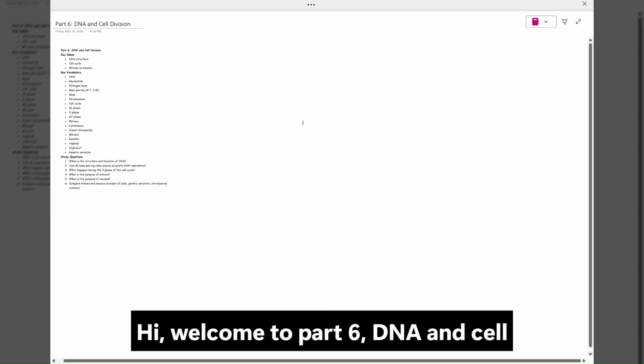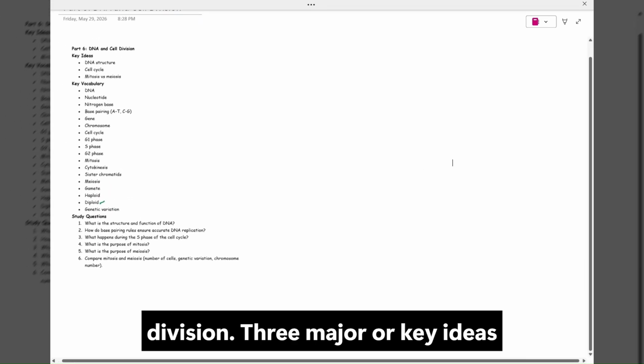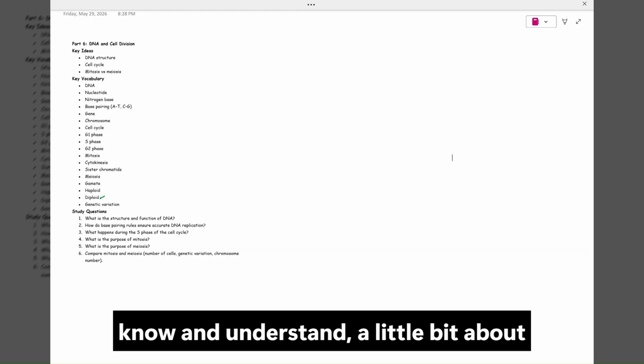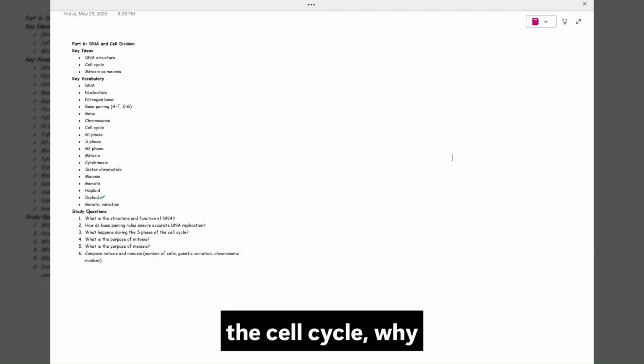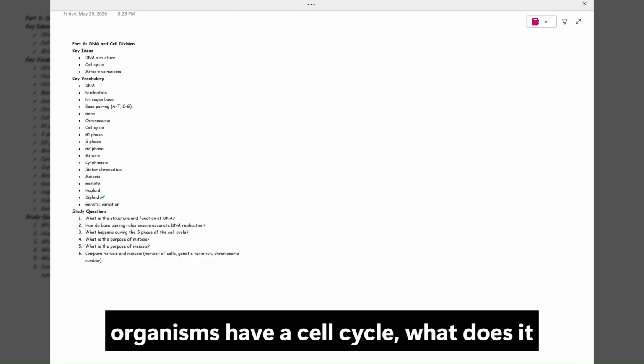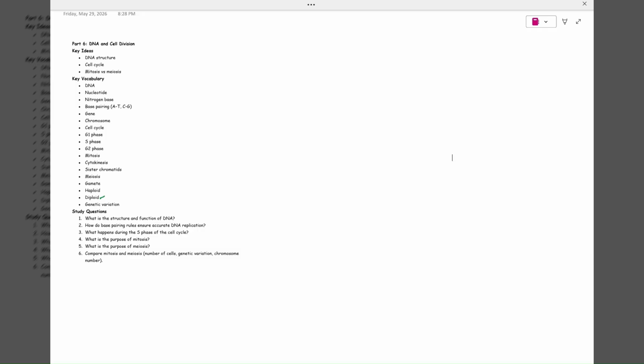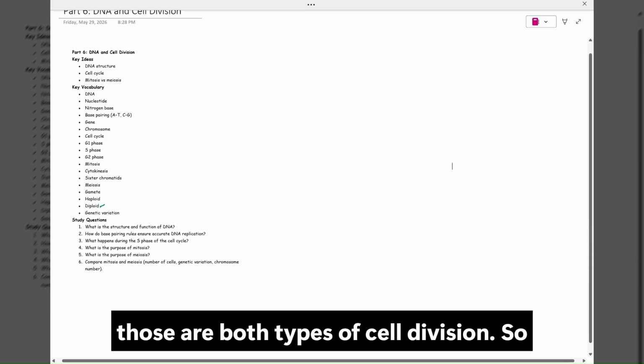Hi, welcome to part 6, DNA and cell division. Three major or key ideas here. The DNA structure is important to know and understand. A little bit about the cell cycle, why organisms have a cell cycle, what it does, and then how mitosis and meiosis are different and similar to each other, and those are both types of cell division.